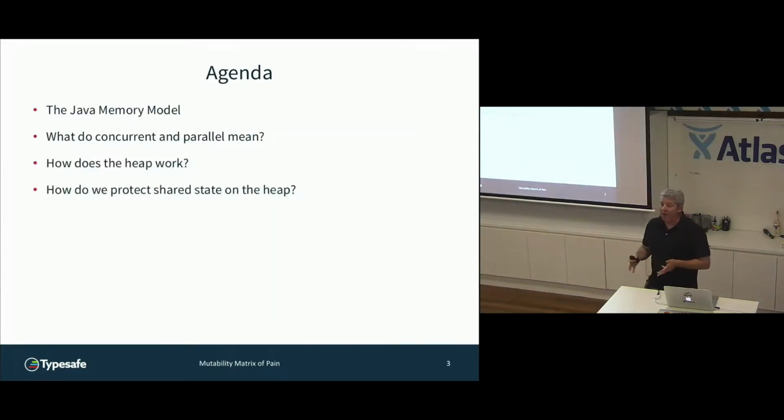The Java memory model itself, we're going to talk about this, and then we're going to talk about what concurrency and parallelism mean. We're going to talk about how the Java heap works, and then how do we protect shared state on the heap, and how do we publish it across multiple threads.